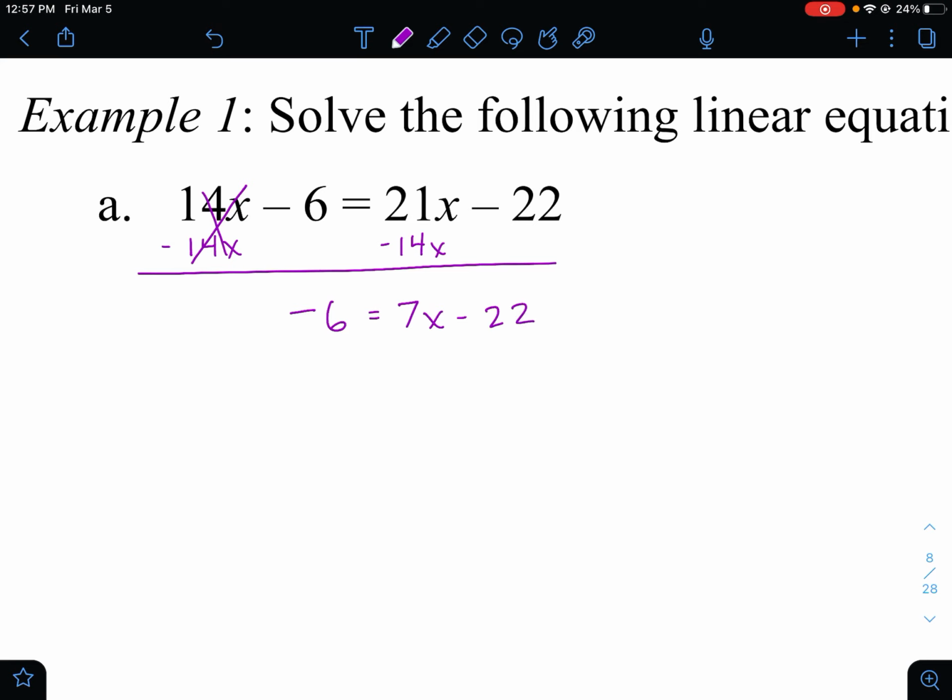And then I'm going to add 22 to both sides. And we get that 7x is equal to 16, and then divide both sides by 7. And we have that x is 16 sevenths, which is fine. Please leave it as an improper fraction. Okay, you don't need to write it as a mixed number.